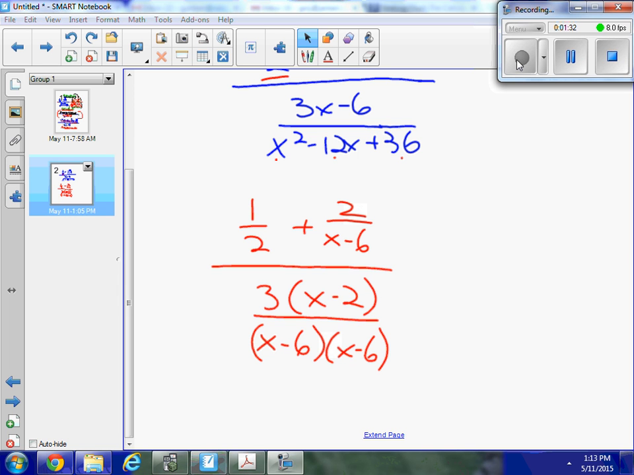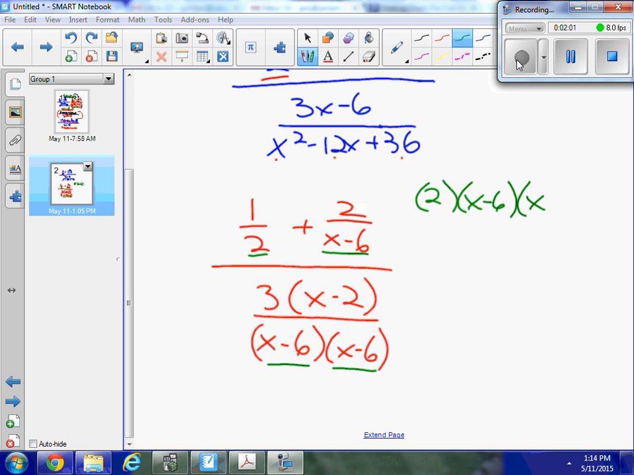So now my job is to find a common denominator. I'm going to find it by going through each term one at a time. Here's my first term, the 1/2, and I see I have a 2, so that's going to become part of my common denominator. My next term has an x minus 6. That's going to become part of my common denominator. And my last term has x minus 6, but it has another x minus 6. So I have x minus 6 twice.